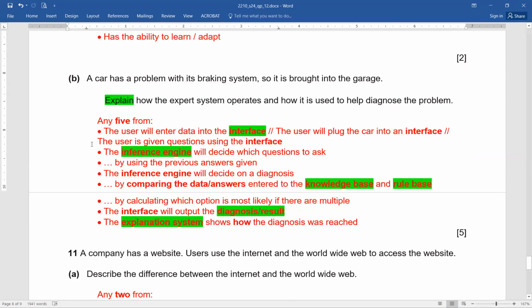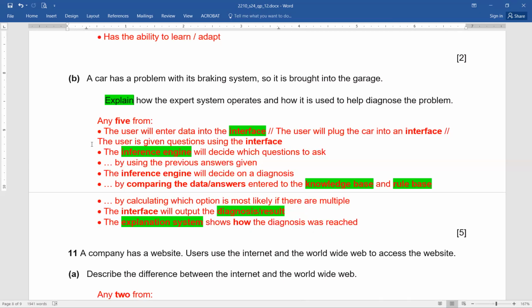Okay, just underlining so that we can recall and attempt the paper properly. So the user will enter the data into the interface the way you are going to type. After you have typed the instructions or whatever you desire, the inference engine will decide which questions to ask. So it will search its own, whatever is stored inside it, and from there, it will decide which questions to ask.